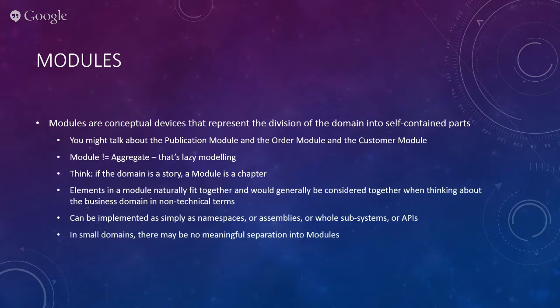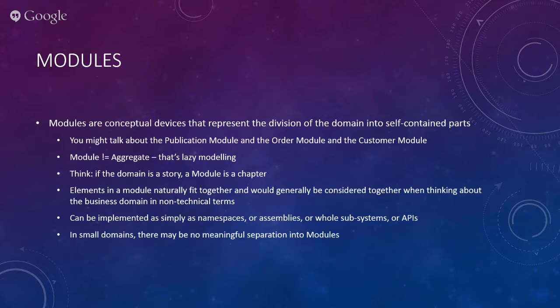If that makes sense to you, great. Honestly, it doesn't make sense to me. Elements in the module should naturally fit together. They would generally be considered together when you're thinking about the business domain, particularly in non-technical terms. So when you're talking to your product owners and your domain experts, these are the terms you would use. Say, the publication module.